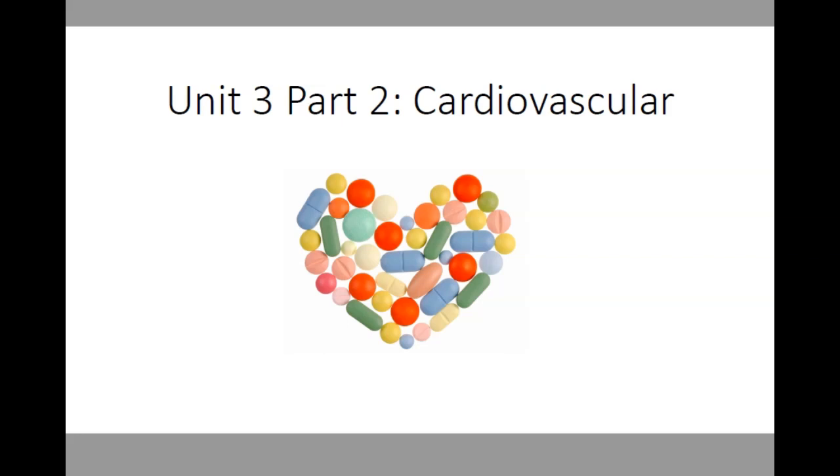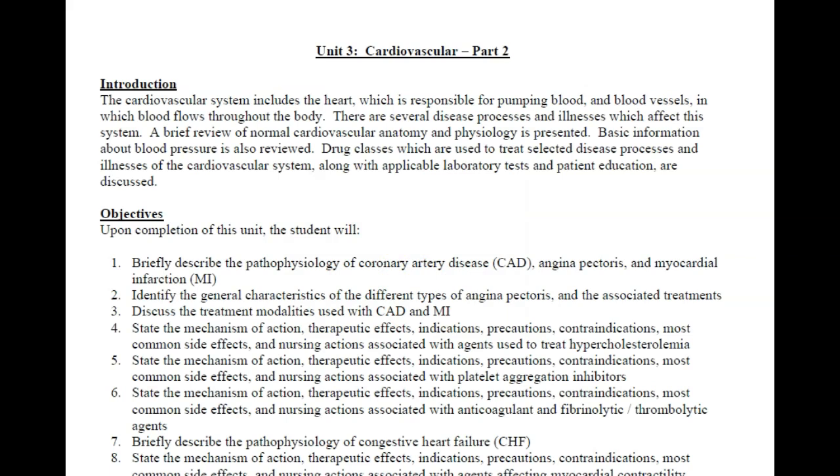This is Unit 3, Part 2, Cardiovascular. The cardiovascular system includes the heart, which is responsible for pumping blood, and blood vessels in which blood flows throughout the body. There are several disease processes and illnesses which affect this system. A brief review of normal cardiovascular anatomy and physiology is presented. Basic information about blood pressure is also reviewed.